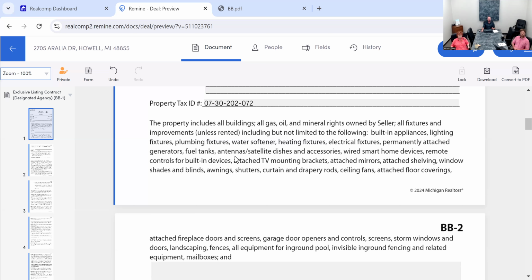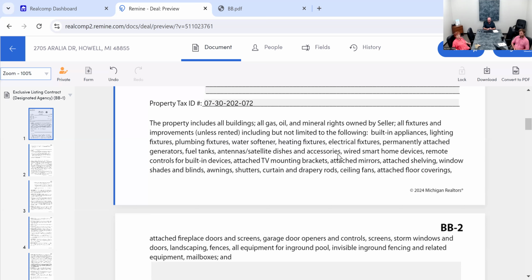concept of the attached TV mounting brackets, because that's one that, over the last 10 years, there's definitely been a transition to that being much more common, and contracts not always being as up to date to make it explicitly clear, included or not, for things like that. So I'm happy to see that in this version, yes, anything that's already mounted, the brackets themselves, you can take the TV with you, but leave the bracket behind. And the wired smart home devices too, like the Ring cameras, if they're attached, yeah, that's a new one. So the Ring doorbell would stay.